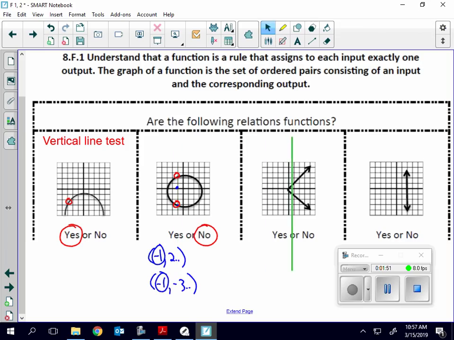All right, over here we also have not a function because not every x has just one y. So the answer to this is no. And the last one, since it's a vertical line, that line's hitting every y, right? It hits all kinds of places, so this is also not a function.